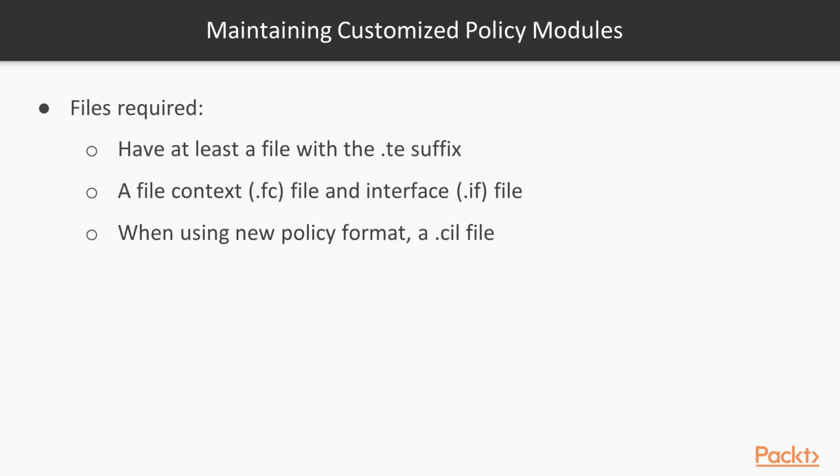To accomplish this, we need to have at least a file with a .te suffix, which stands for type enforcement, and optionally a context file, or .fc, an interface file, that is .if, or, when using the new policy format, a .cil file. All these files need to have the same base name, which will be used as a module name later.